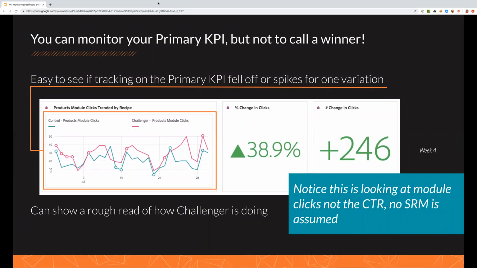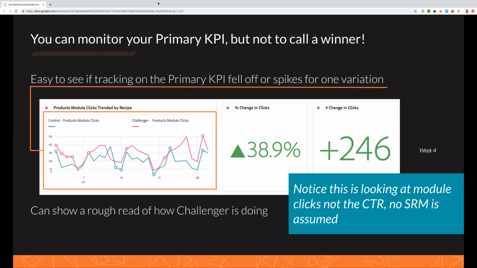And then the last part of our panel here was some monitoring around the primary KPI. Now, this does not count as peeking, because you'll notice that this is not our true primary KPI of click-through rate of the product module on the homepage. So what we did was we visualized a trend of just the clicks to the module for control and for challenger, because assuming we had a perfect 50-50 split and they had the exact same denominator, we could just look at clicks to get a read on how click-through rate was doing.